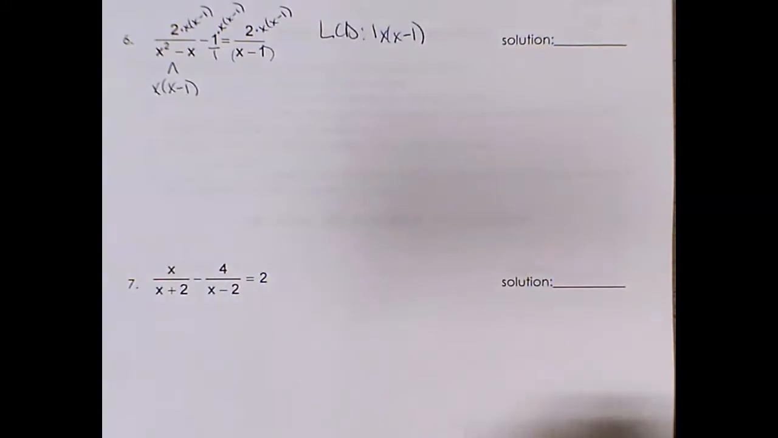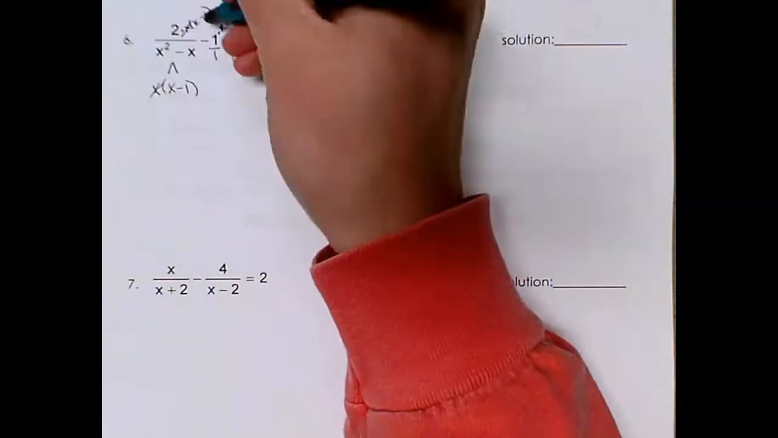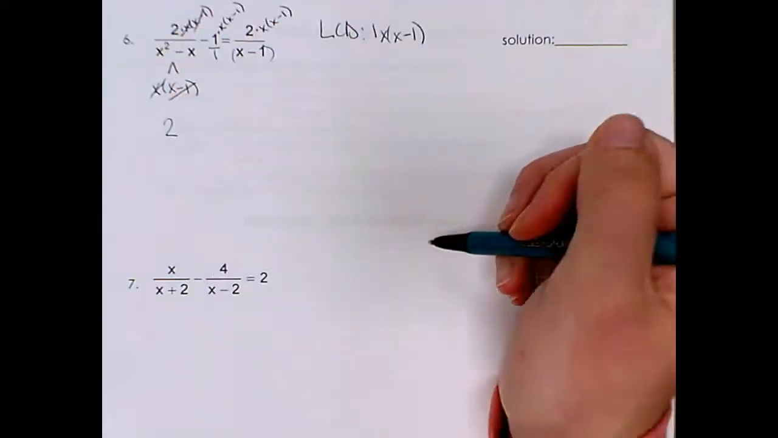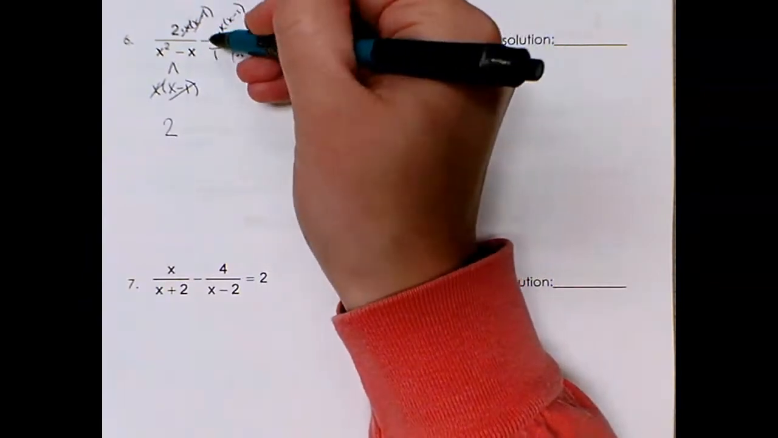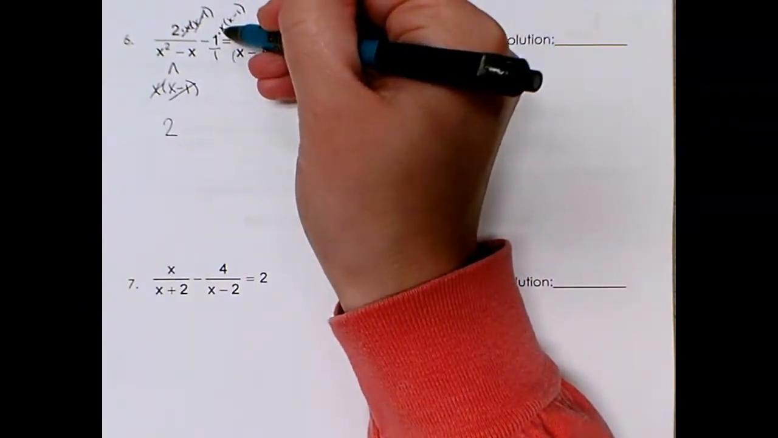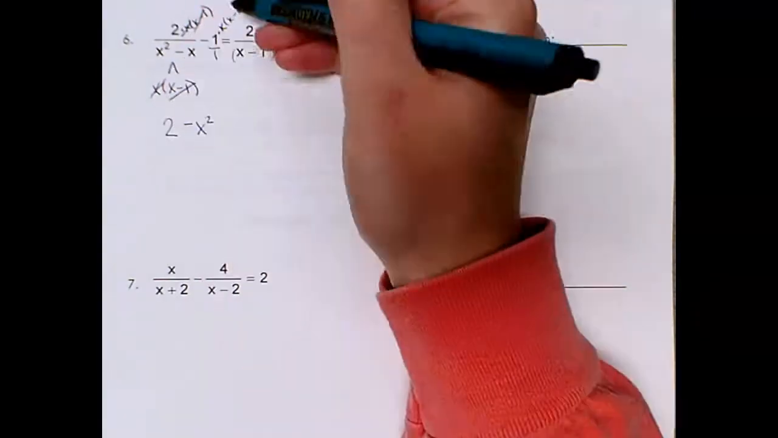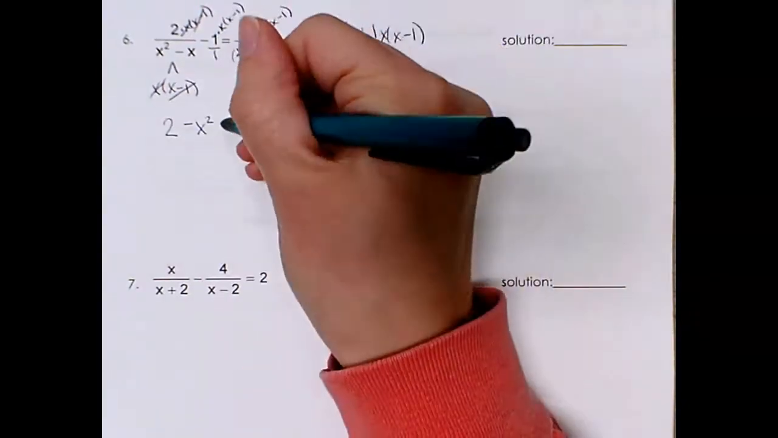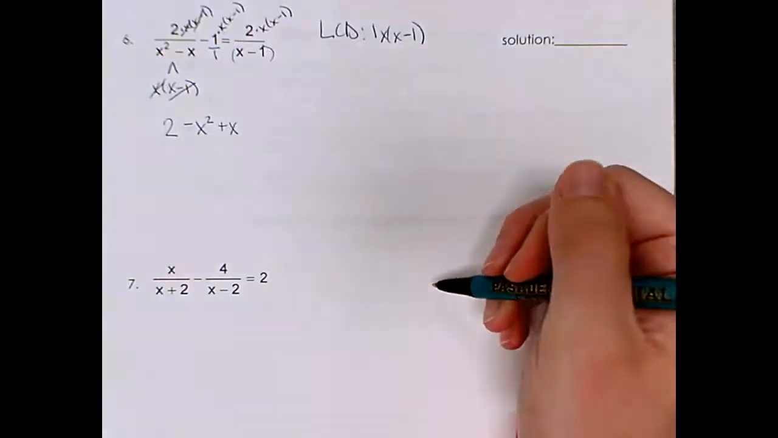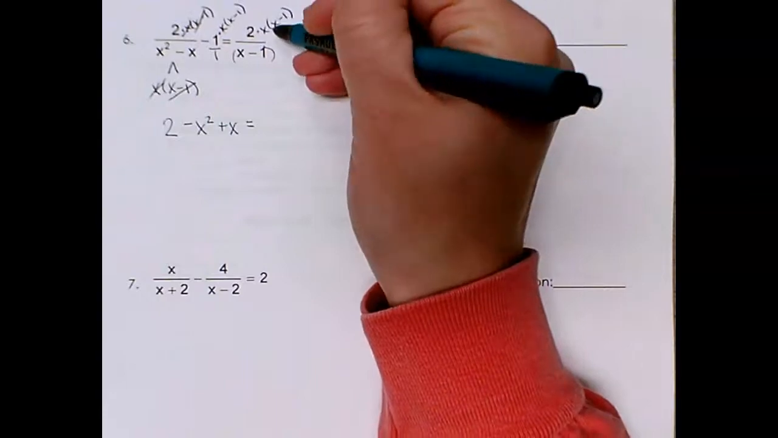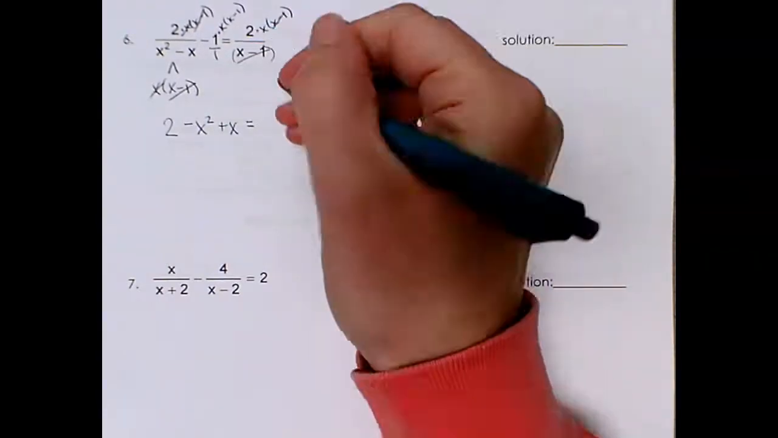In the first rational expression, the x's cancel, and the x minus 1's cancel, leaving 2. In the second rational expression, nothing cancels. Negative 1 times x is negative x. Negative x times x is negative x squared. And negative x times negative 1 is positive x equals. And then here, x minus 1's cancel, and you're left with 2x.